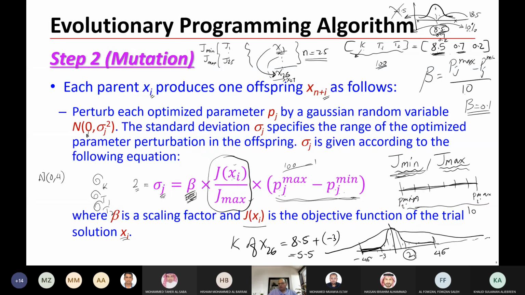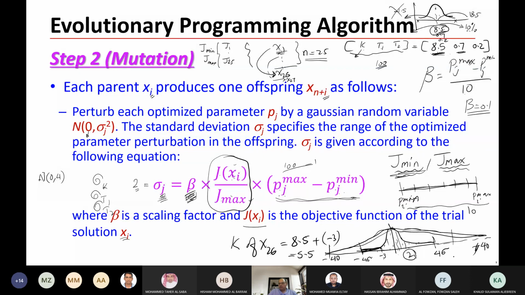If sigma is high, assume that when we calculate sigma here, this becomes 1, and j over j becomes 1. This is the worst solution that we have. So in this case, sigma becomes 10: 0.1 multiplied by the 100 range. So this becomes 10, which means you are going from -40 to 40. So you allow the random number to be very, very far from the original value.